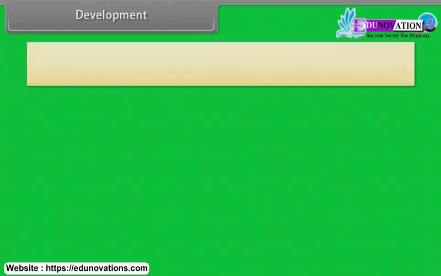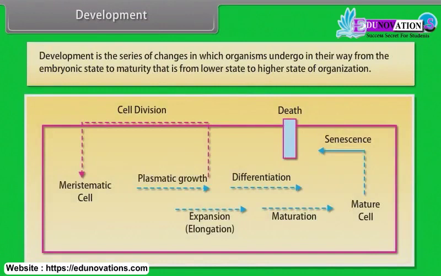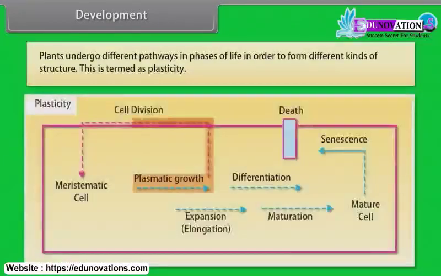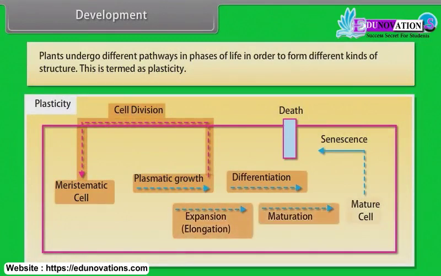Development. Development is the series of changes which organisms undergo in their way from the embryonic state to maturity, that is, from a lower state to a higher state of organization. Plants undergo different pathways in phases of life in order to form different kinds of structures. This is termed plasticity.